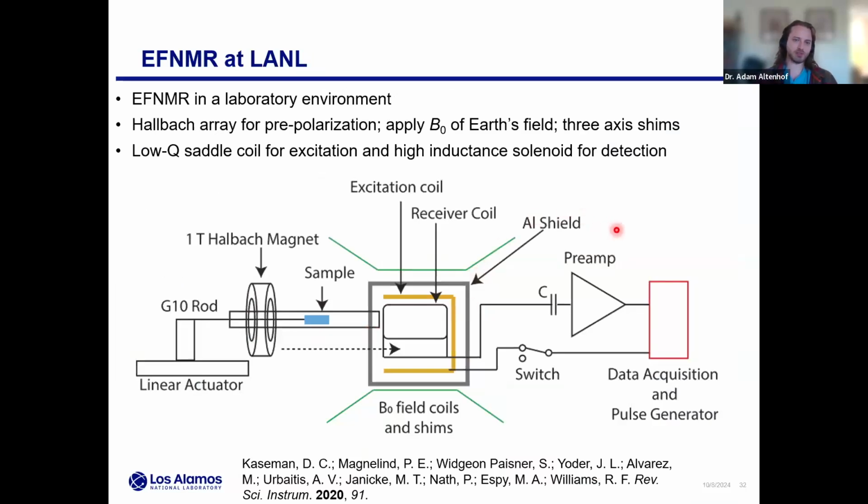So in terms of the spectroscopy that we do at Los Alamos, again, the instrument was developed by Derek Kaseman and Bob Williams and others. If you're in a lab environment, Earth's field is not great. You have ferrous steel beams, rebar, all the rest of it. It becomes very distorted and inhomogeneous. If you're going to be indoors in a lab, you really want to apply the B naught of Earth's field using just a resistive coil.